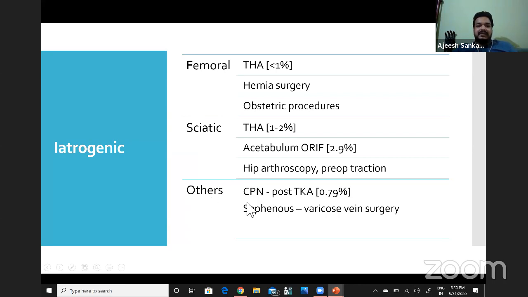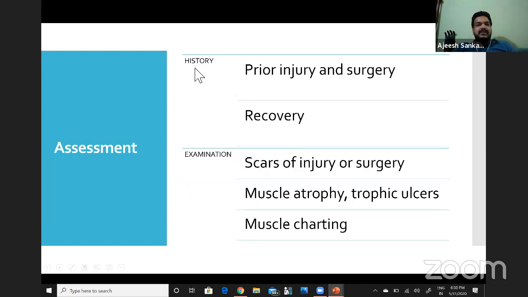and others of the common peroneal nerve, which most commonly is injured when we are correcting the valgus and flexion deformity during a knee replacement. And rarely we can also have saphenous or sural nerve injury from varicose vein surgery. So, a quick run through for the cases.